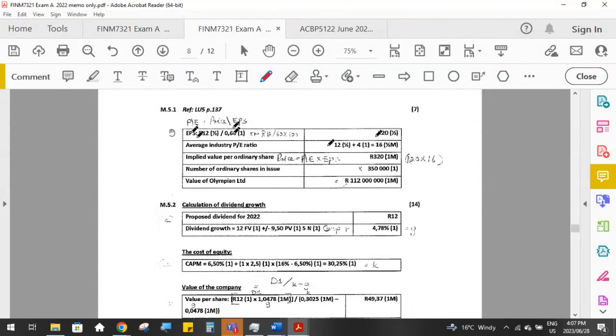And I've here worked out the PE ratio: 12 plus 4 is 16. Because PE ratio is equal to price divided by EPS, if I want to know the price, price is equal to PE times EPS. So I now have my EPS of 20 multiplied by my PE of 16, which gives me an implied, remember this is a theoretical value, of one share of 320 Rand.